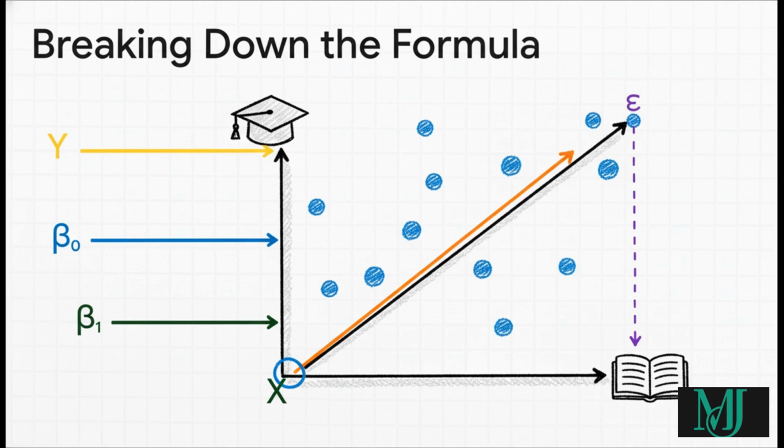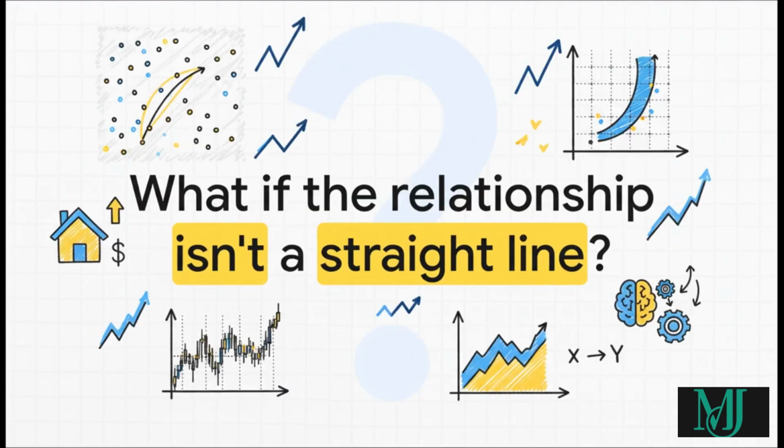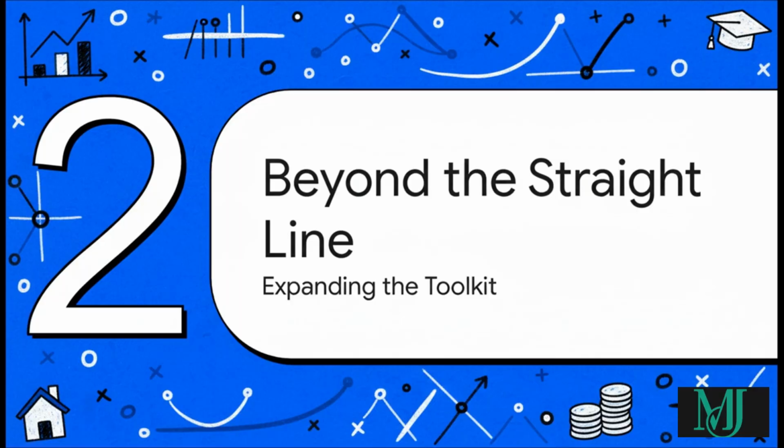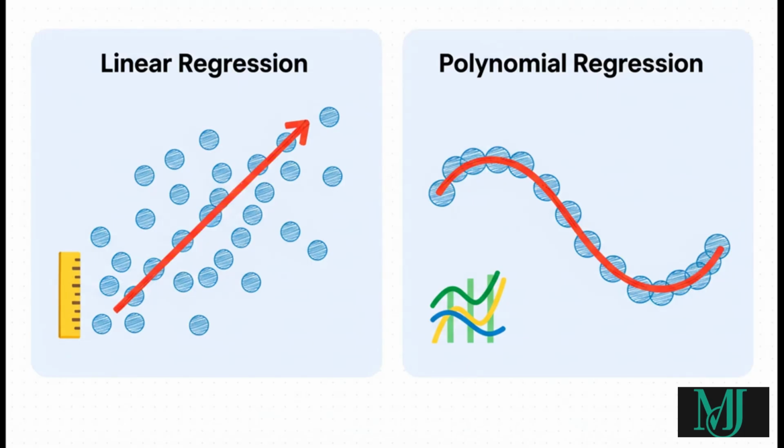Pretty cool, right? Life isn't always that simple. What happens when the relationship isn't a perfect straight line? You guessed it. Time to expand our toolkit. Most real-world data is messy. On the left, we've got linear regression, perfect for consistent trends. On the right, polynomial regression, built for when things curve. Think about population growth. It starts slow, then suddenly booms. Polynomial regression lets our model bend and flex to capture those complex patterns.